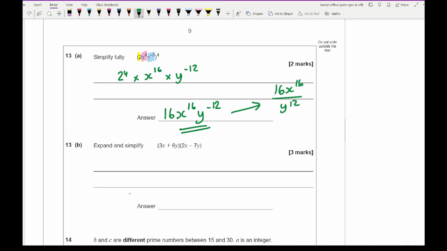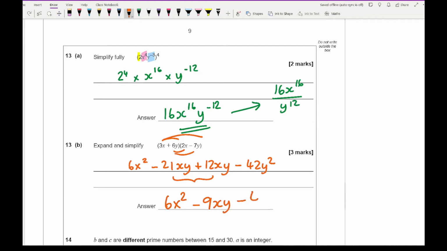Moving on to question 13b, it says expand and simplify. So what we want to do here is use our loops, in which we get 6x squared plus, minus 21xy plus 12xy, and then minus 42y squared. Then simplifying these two things here, we get a final answer of 6x squared minus 9xy minus 42y squared.